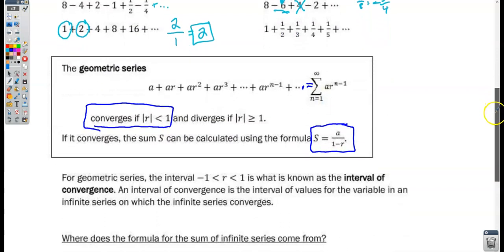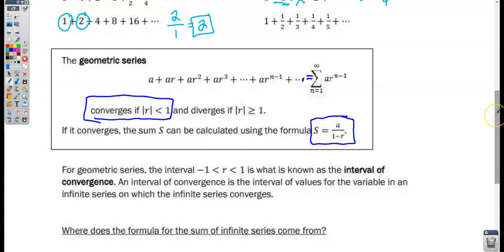All right. For geometric series, this interval from -1 to 1 is what's known as the interval of convergence. An interval of convergence is the interval of values for a variable in an infinite series on which the infinite series converges. And this is a concept, the concept of the interval of convergence, that we will talk about much more later on in this unit.